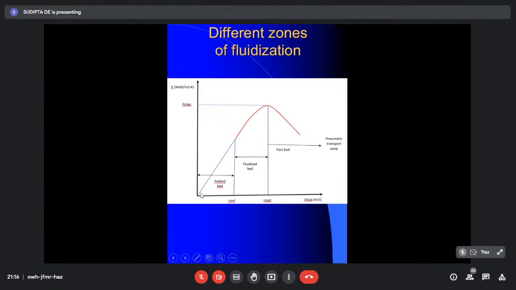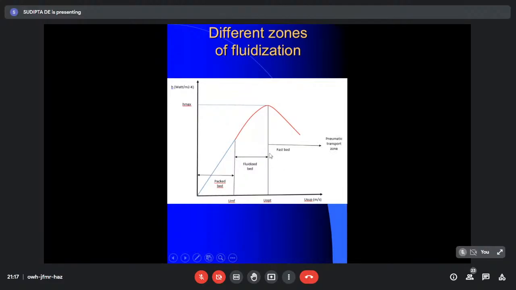That means up to the blue line, there is a linear increase of the heat transfer coefficient with respect to air velocity. But after that, the rate of increase has a non-linear characteristic when the solid particles start moving and the fluid bed is created, not a packed bed. This red line is for the movement of the solid particles, where the fluid bed is created. Now, you see that the heat transfer coefficient increases up to a certain velocity, which we have defined as UOPT, meaning optimum. Optimum, why? Because at that superficial velocity, we have the maximum heat transfer coefficient. Then it decreases again, and this zone is called the fast bed or pneumatic transport zone. In between, there is a fluidized bed.